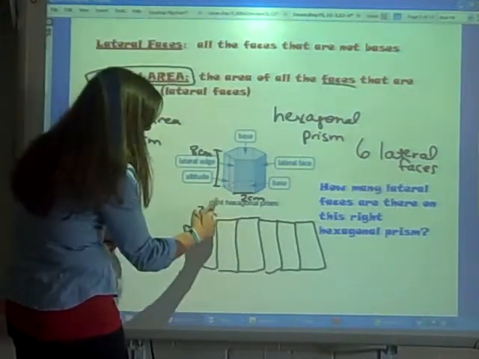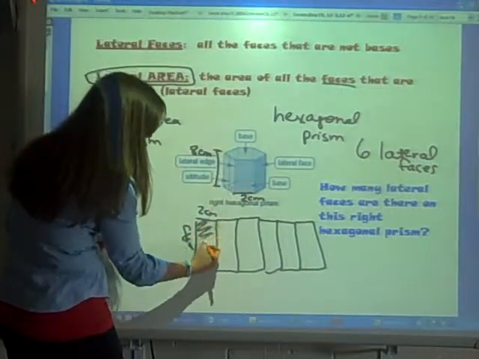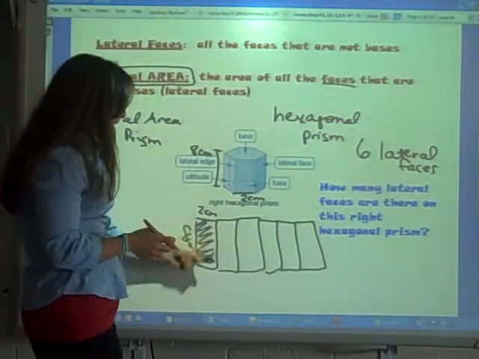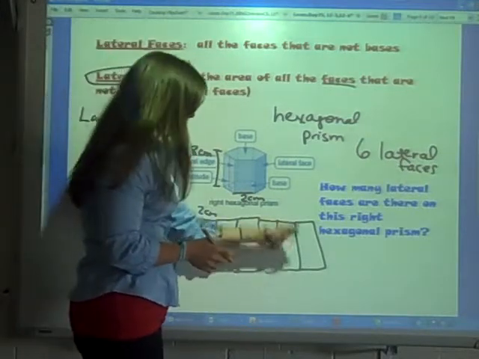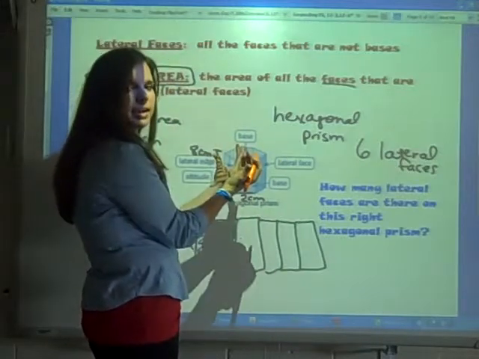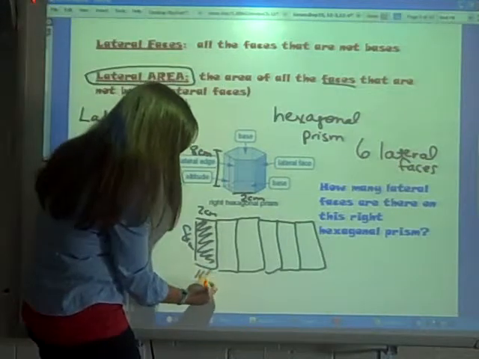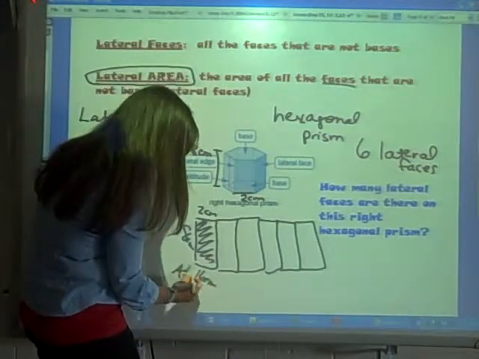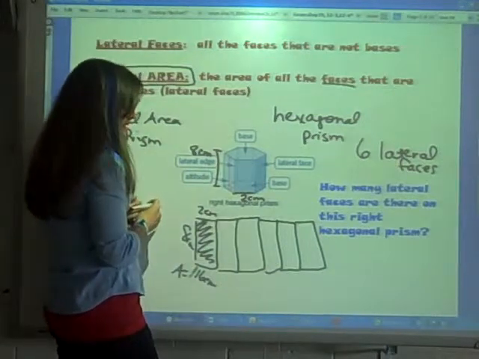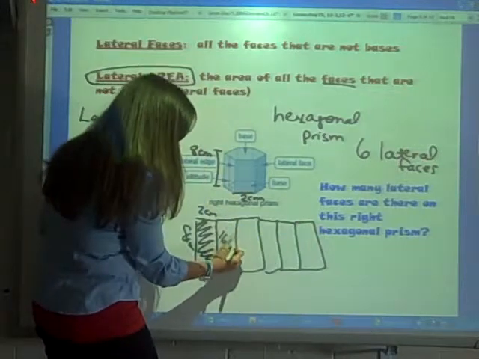If this is a right hexagonal prism and this is a regular base here, all of these are going to be the same size. 8 times 2, let's get the area of each one of these little ones, and then that's going to give us that lateral area that wraps all the way around this prism. 2 times 8, 16 centimeters, that is the area for one of your faces that is not the base. Okay, so what's the area for all these lateral faces?